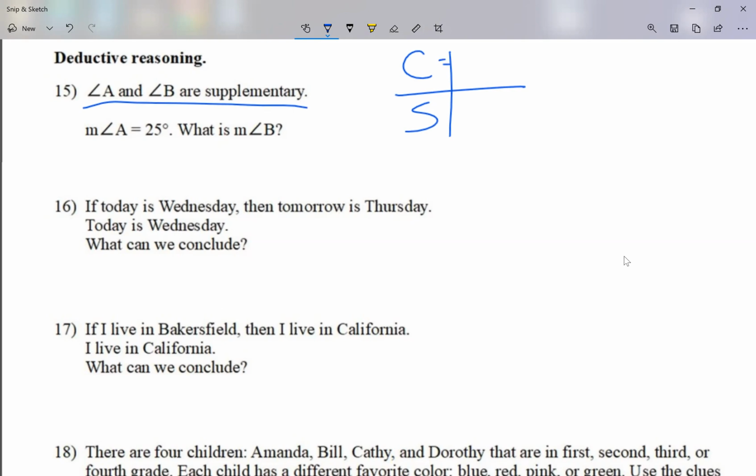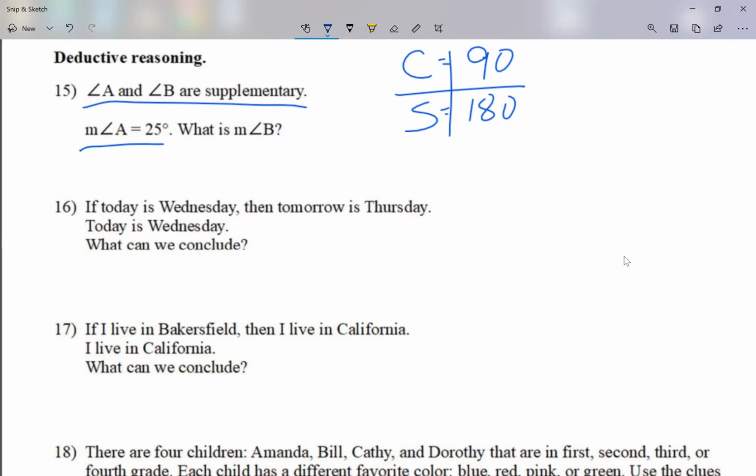Let me do equal signs here. Now, complementary, supplementary, they have to deal with 90 and 180. So let me write a 90 here and 180 here. Complementary are angles that add up to 90. Supplementary are angles that add up to 180. So here, basically, they said angle A and angle B add up to 180. That was my first premise.